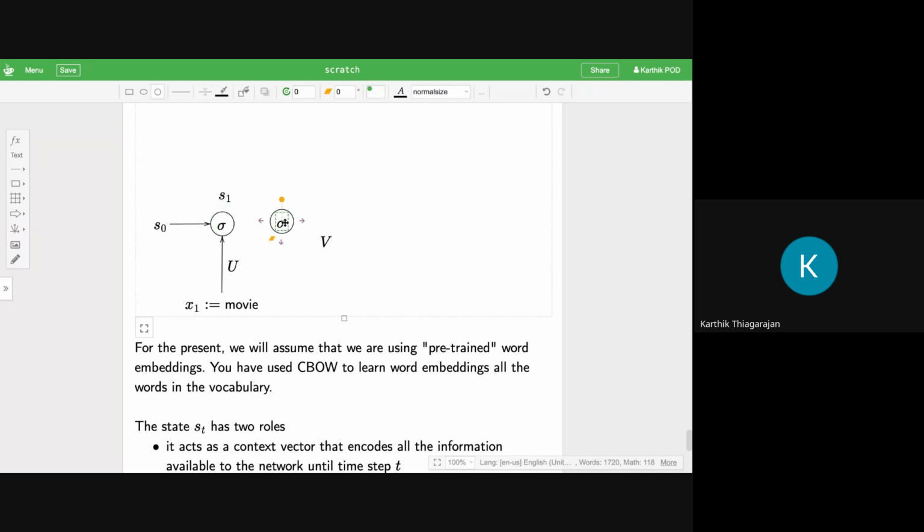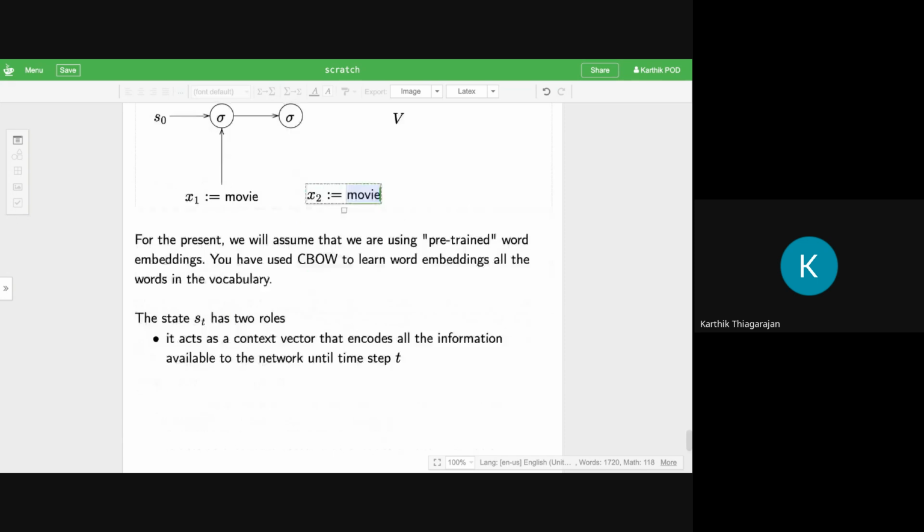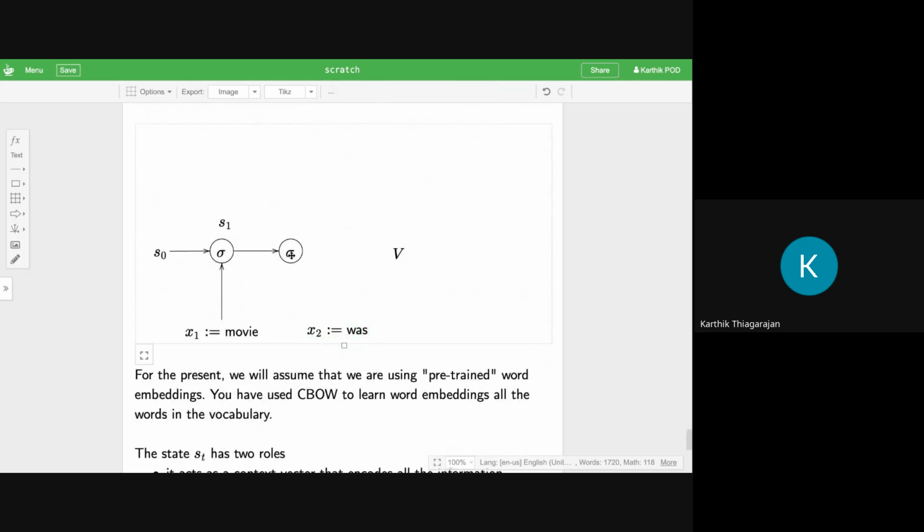Now you repeat this process. You pass S1 from here. I'll come to the weights also in a moment. For now, let's just have these things in place. Movie was. So you are now ready to pass the next input to your computational unit, the neuron. It is going to take S1 as input and x2 also as input, and it is going to compute S2. And there is one more time step.